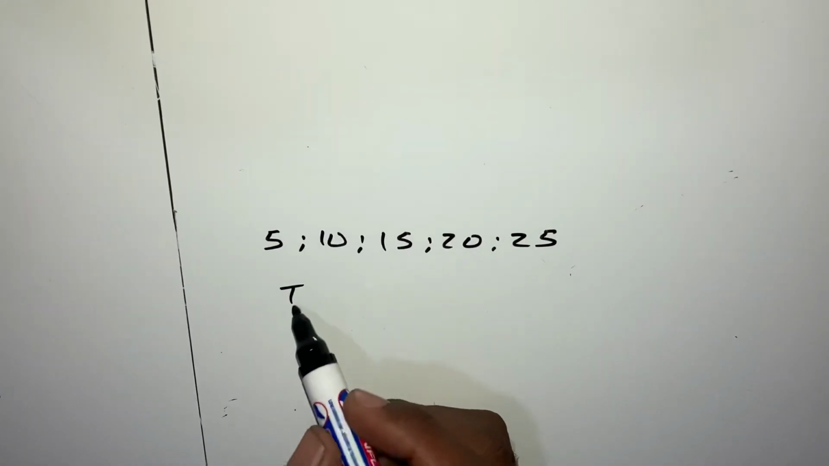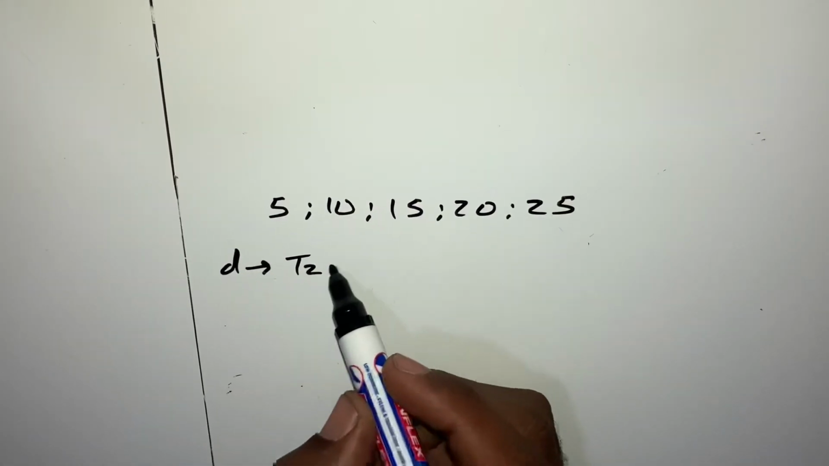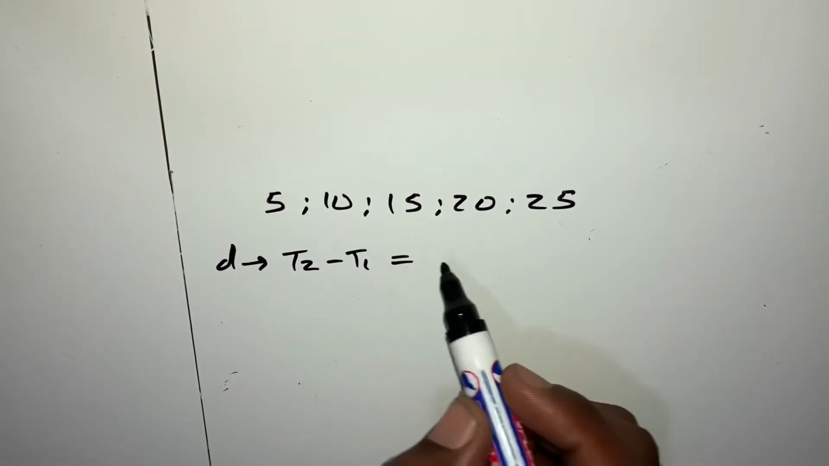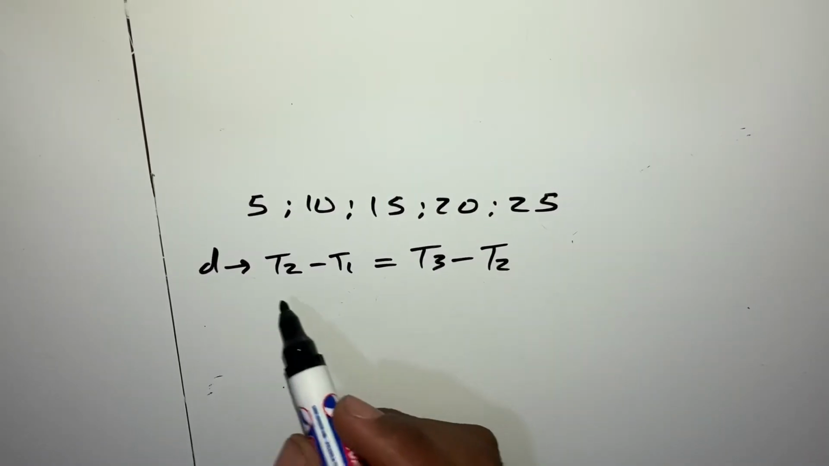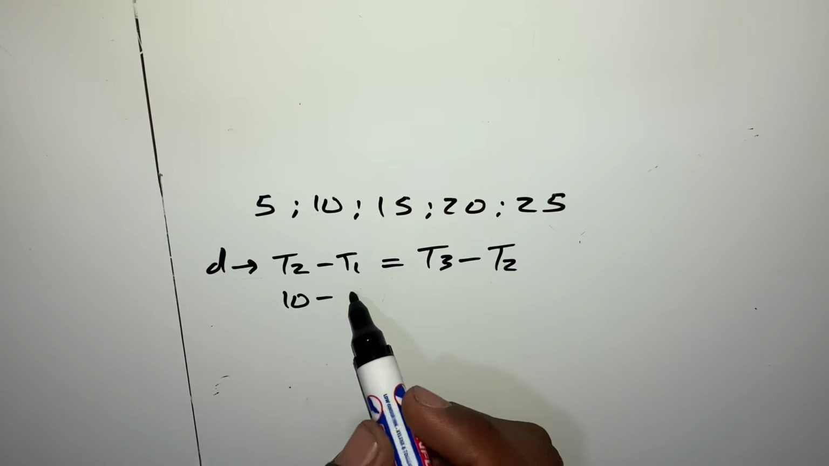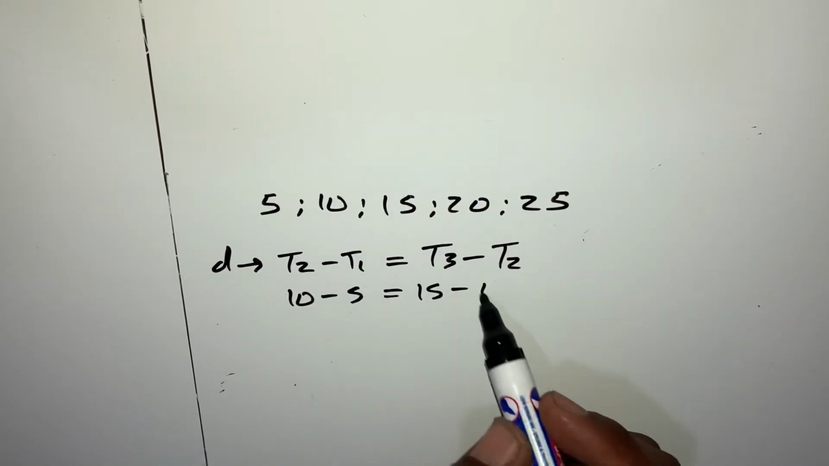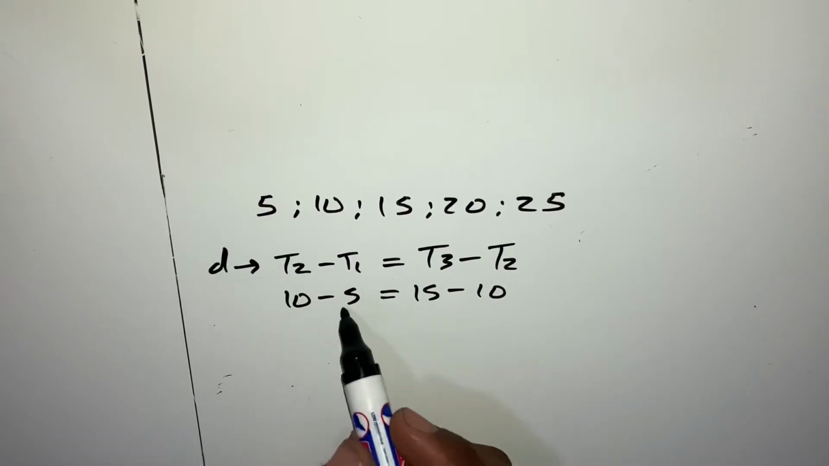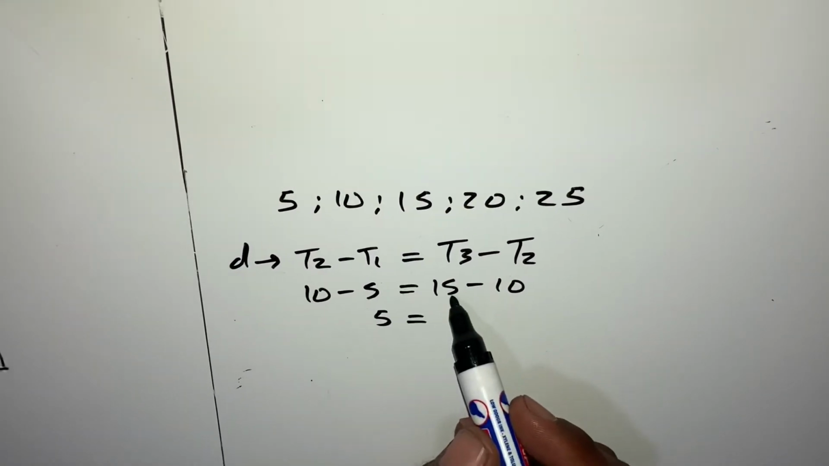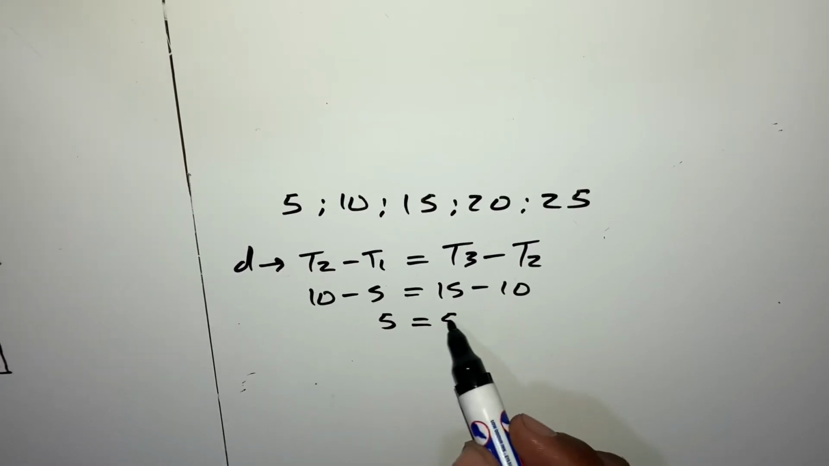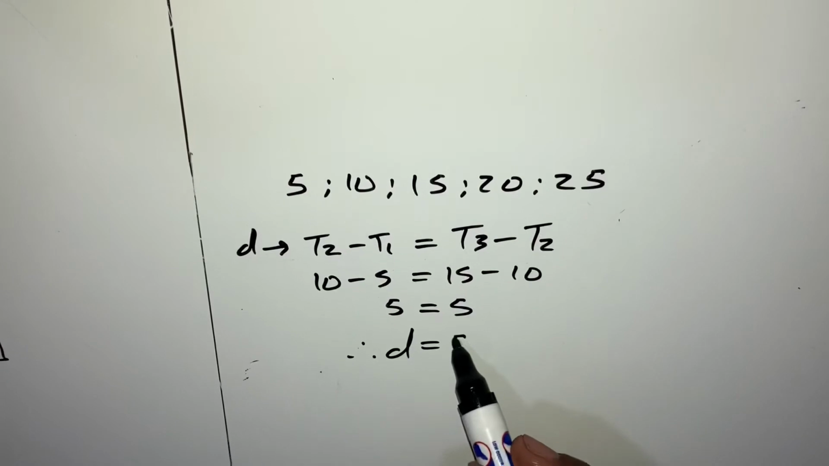Then we have our T2. For us to find D, we'll use T2 minus T1 is equal to T3 minus T2. Our T2 is 10 minus 5 is equal to T3, 15 minus 10. 10 minus 5, we get 5, is equal to 15 minus 10, we still get 5. Therefore, we conclude our D is actually 5.